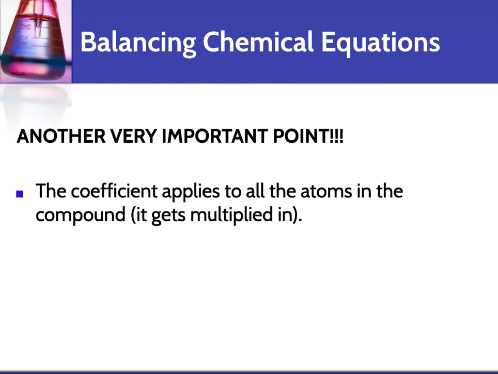Another important point is to make sure that the coefficient gets multiplied in. It applies to all the atoms in the compound. As an example, if you had the coefficient 3 in front of Fe2S3, and you were counting atoms, you would have 6 irons, 3 times 2, and 9 sulfur, 3 times 3.